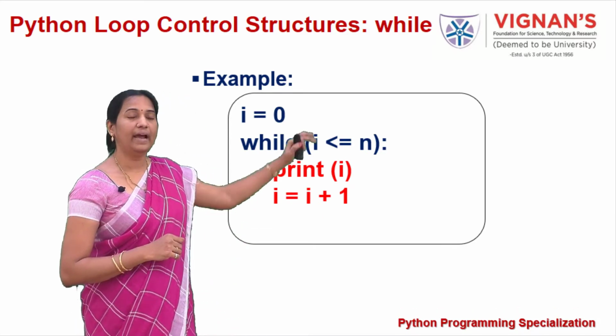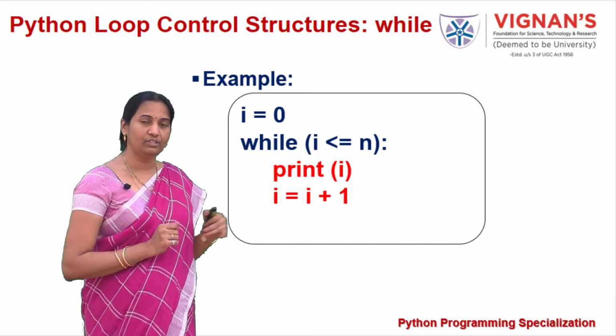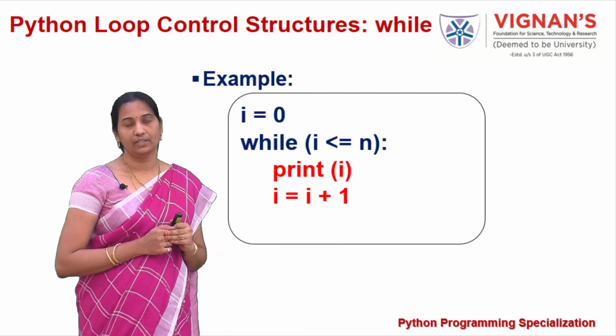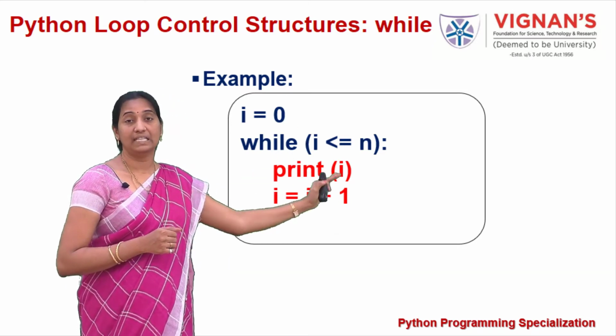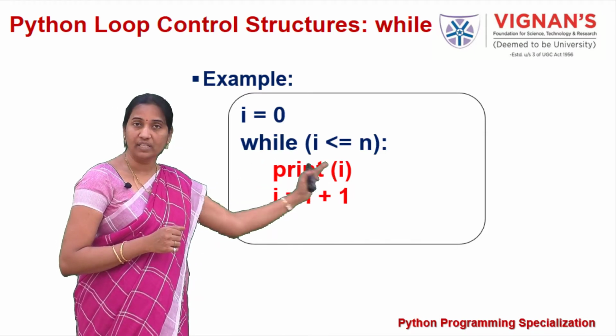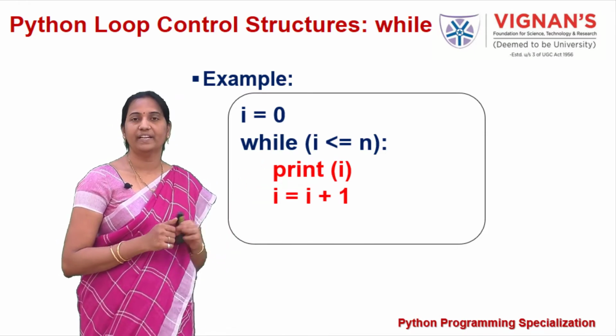Then again, after executing the statements that are part of the while loop, the condition is evaluated. Now the condition would be 1 less than or equal to 5, as the i value is incremented to 1 and the n value is predefined as 5.